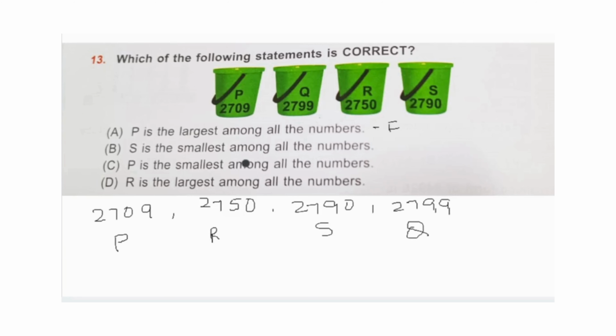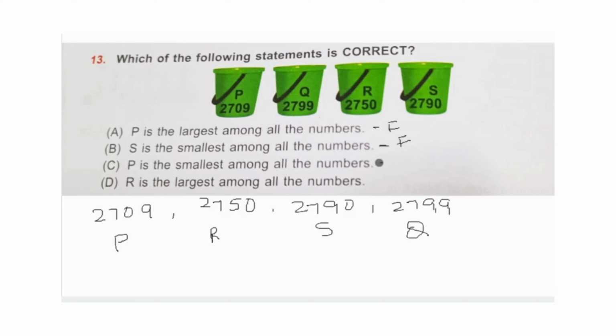Option B: S is the smallest among all the numbers. If you see S, the value of S is 2790, which is not the smallest of all, because the smallest of all is P, 2709. So this statement is also false.